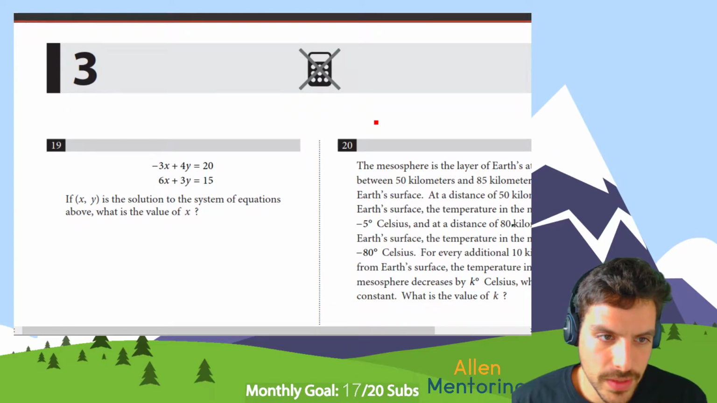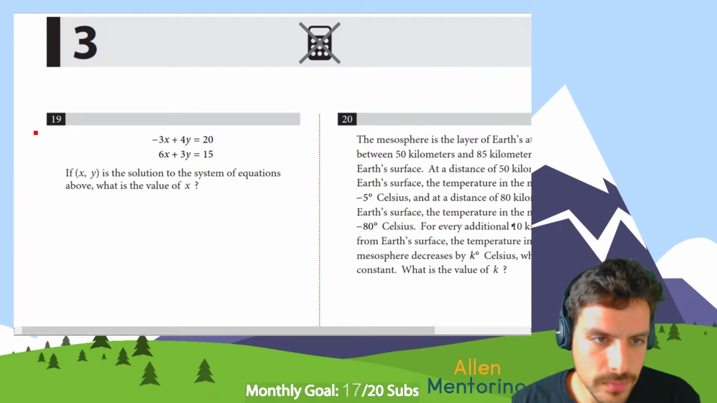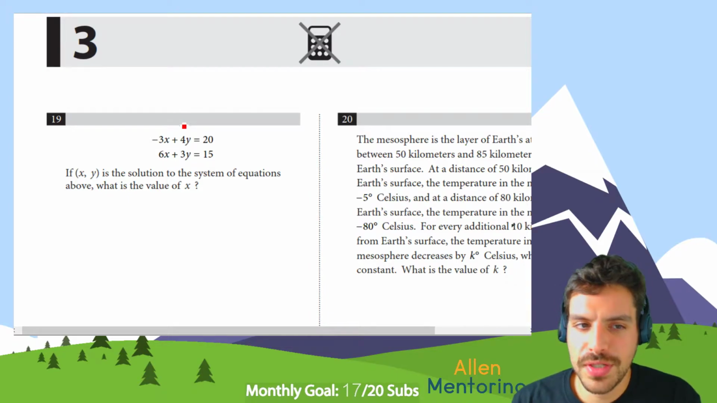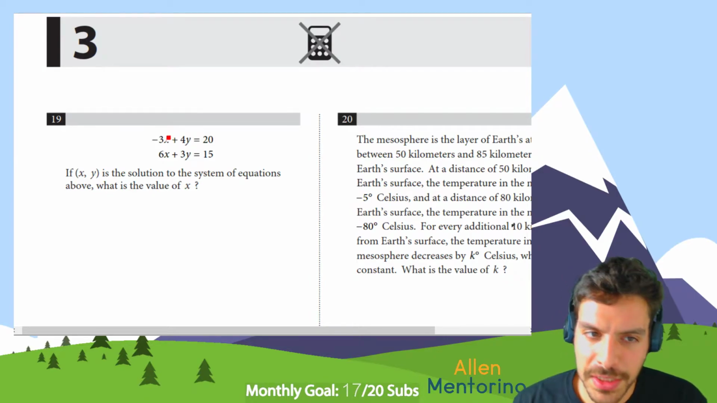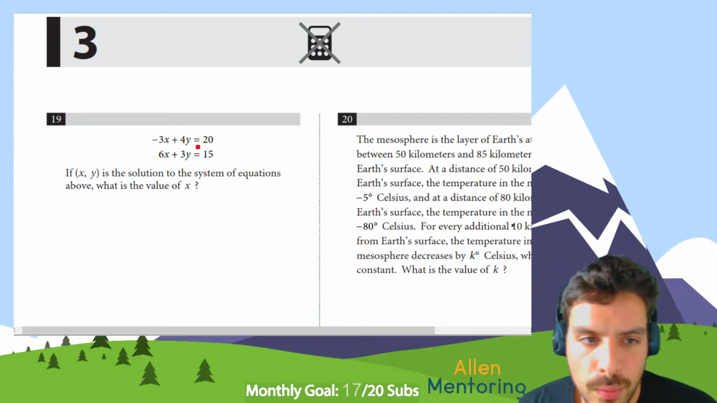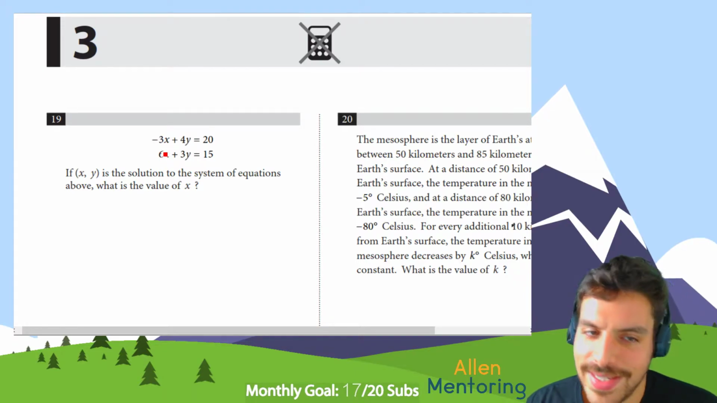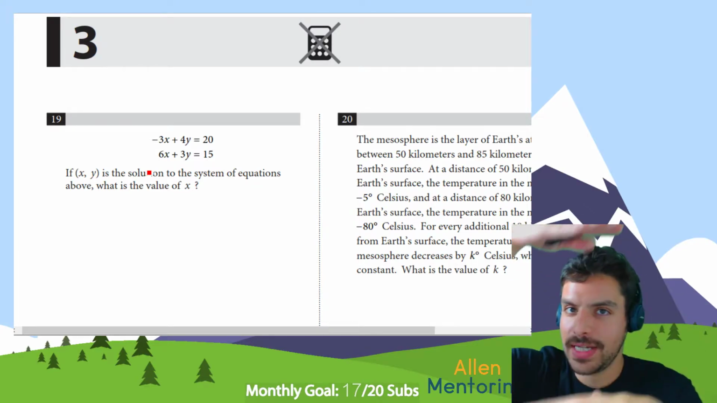Let's finish this up. If xy is the solution to this system of equations, what is the value of x? Okay, so simple system of equations problem. In this case, I'm going to use elimination. We haven't done that yet, and this is actually a perfect problem for elimination. So to eliminate, we want to have either the y's or the x's cancel out when you add up the two equations, kind of like a sandwich.